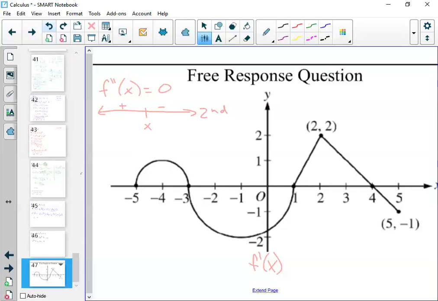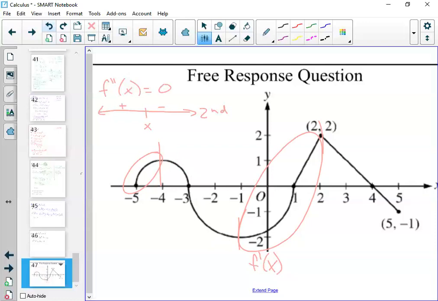So f prime is increasing here. F prime is increasing there. And that's it. So anywhere f prime is increasing, that means the slope of f prime is positive. That means f double prime is positive, that means f is concave up.